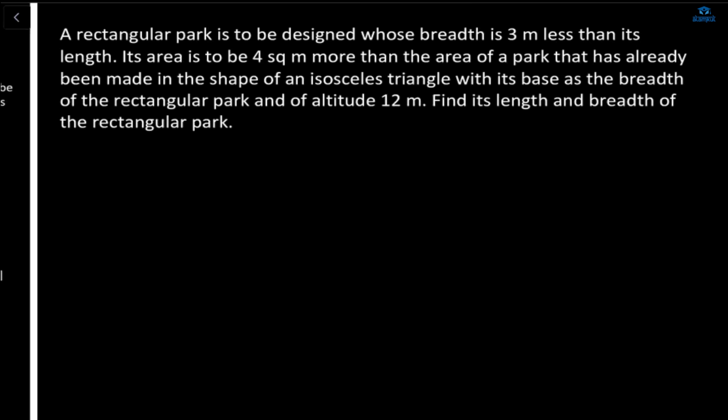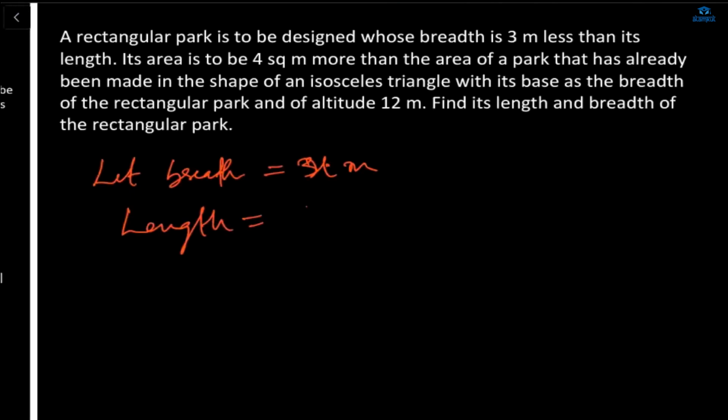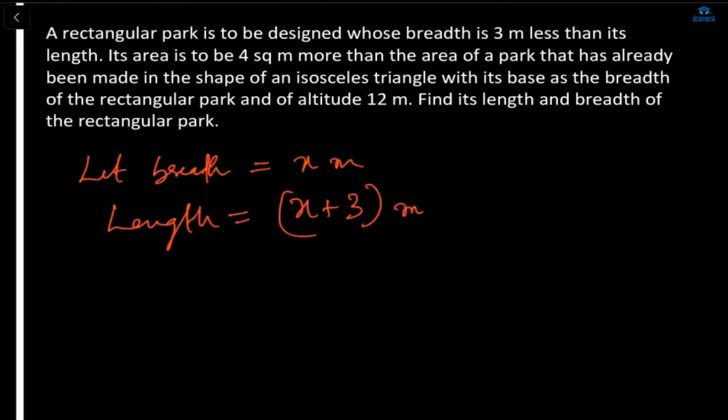You can form the equation in both ways. You try to make the equation taking length equal to x. I am making the equation as breadth equal to x, so length is x plus 3. I'm saying you do it by assuming that length is equal to x, and we'll match the answer in the end. It should be the same because you can go with both ways. Its area is to be 4 square meters more than the area of the triangular park. We have assumed for breadth and length.